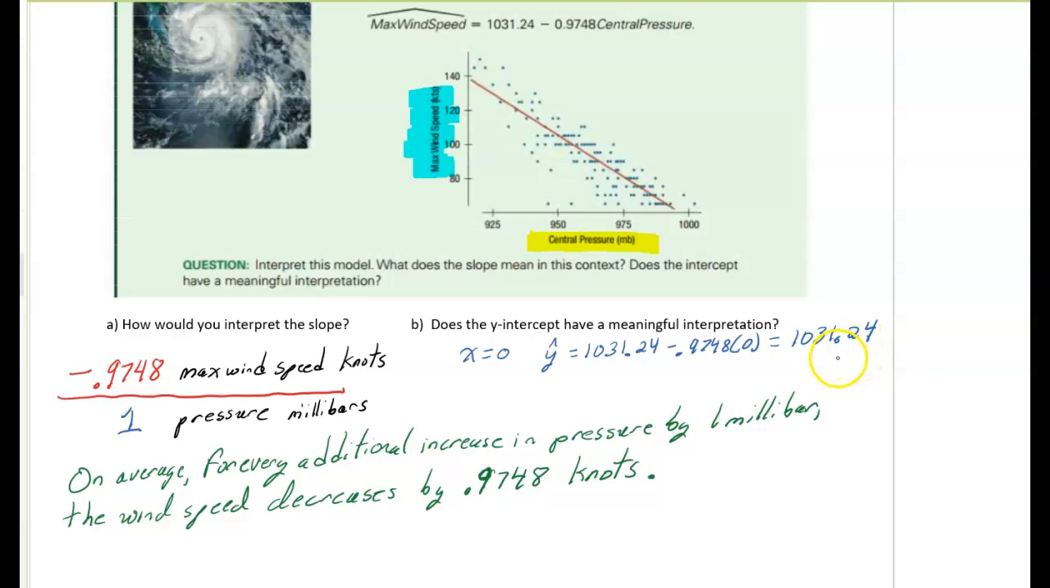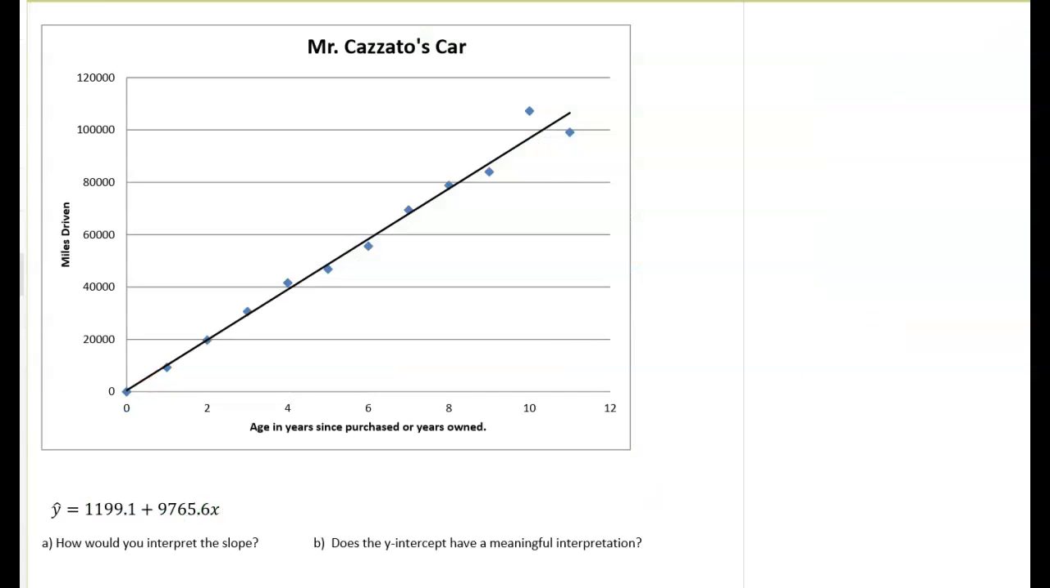I'm not a scientist, but I think that does not have a meaningful interpretation. If there is no pressure, I would not think that the wind speed would be 1031.24 knots. You could read more information on page 179, and most of our problems will not be science related. They'll be similar to the rail car problem and maybe the next example that we're going to take a look at. So let's take a look at the following graph.